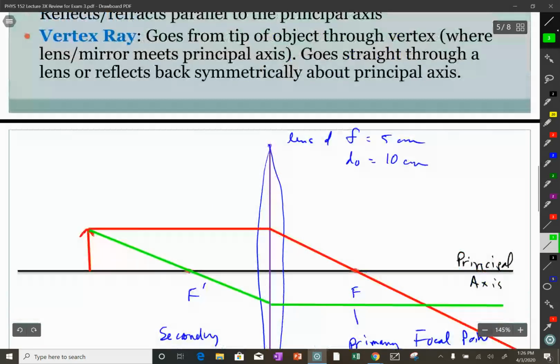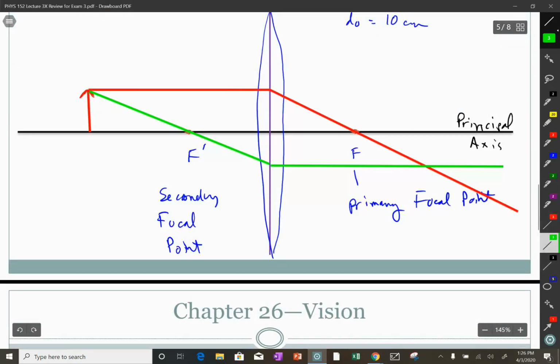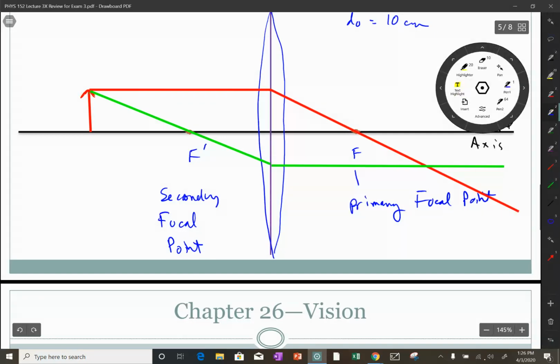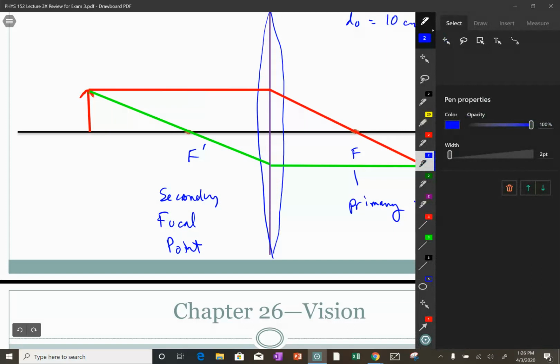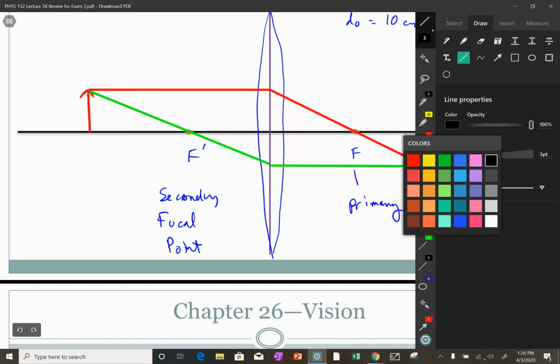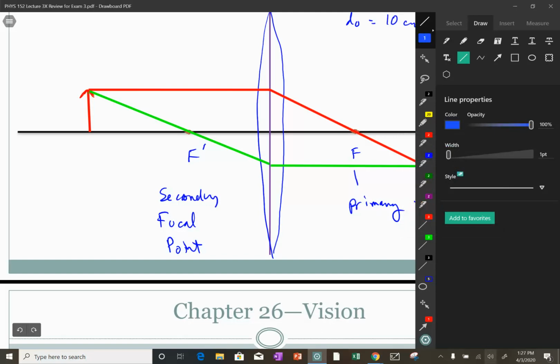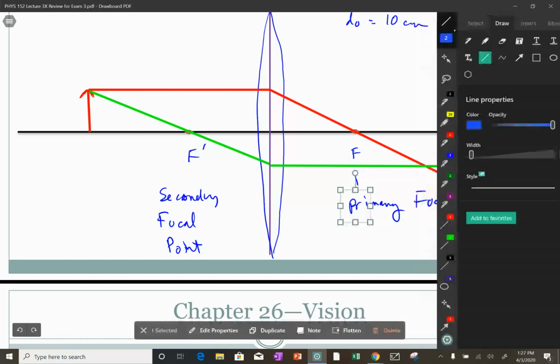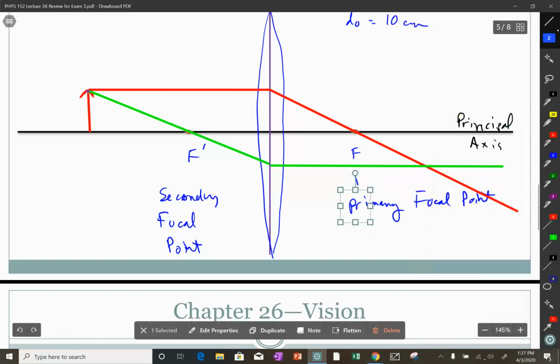And then finally, we have the vertex ray, the blue one. I didn't have a pre-made blue, so I'm actually going to make a blue one here. Draw a line, color blue. Let's make the width 2 instead of 1 point. Come on, there we go, 2. All right. So the vertex ray.